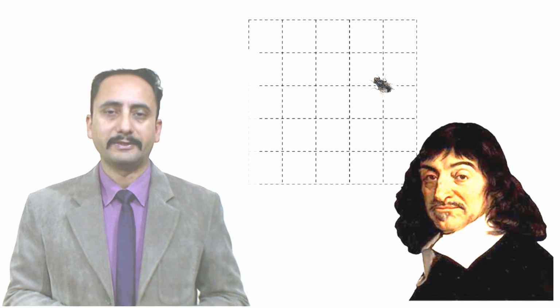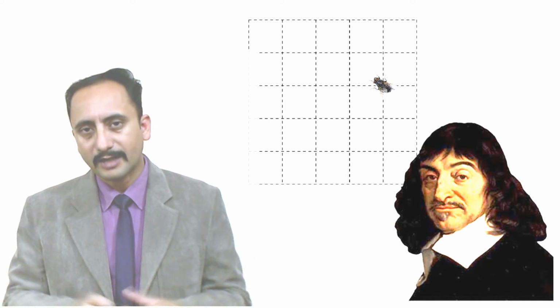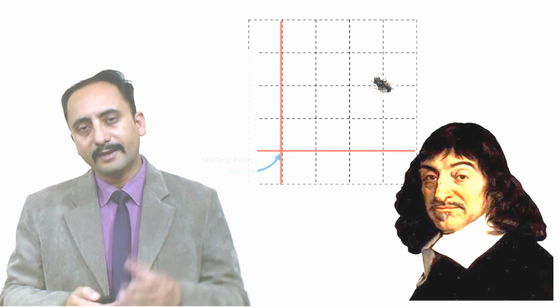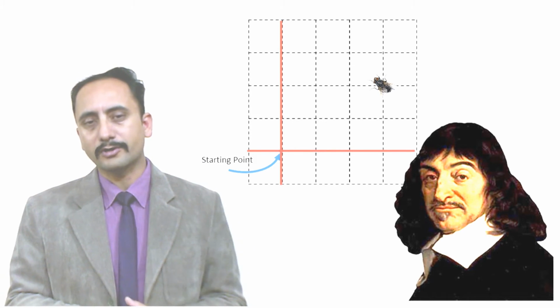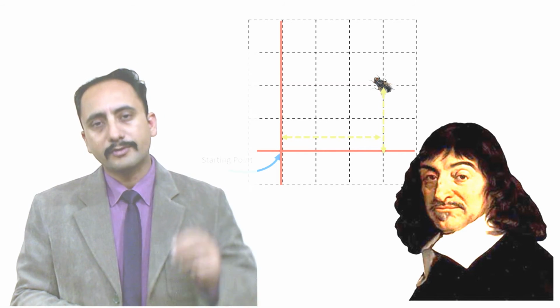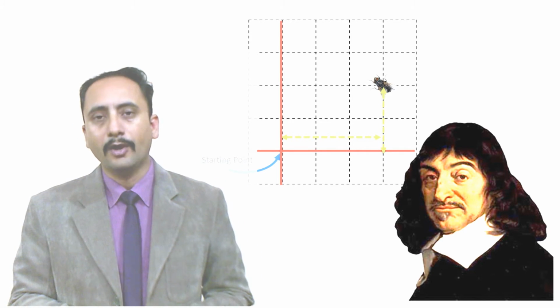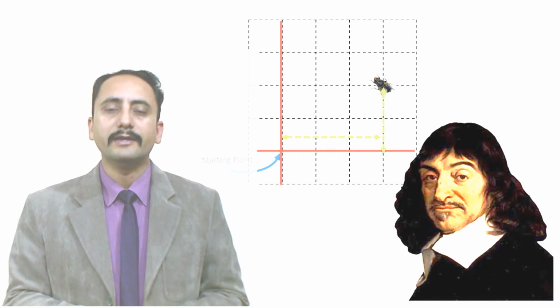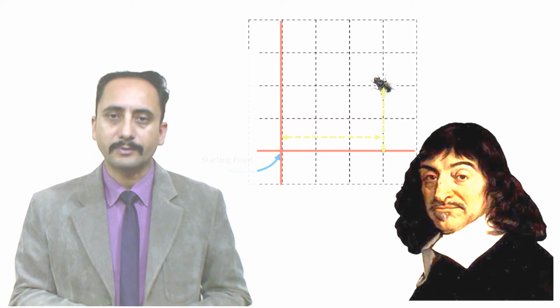The story is famous. Once he was lying on his bed and he observed a fly on the ceiling, and he thought if he could describe the exact location of the fly using the square tiles on the ceiling. He thought if there is a starting point, he can easily say that these many tiles towards the horizontal direction and these many towards the vertical direction in order to describe the exact location of the fly. And this is how he discovered the Cartesian coordinate system.